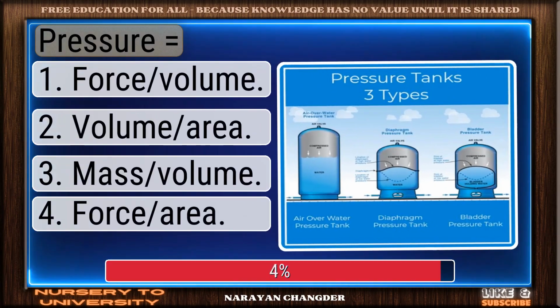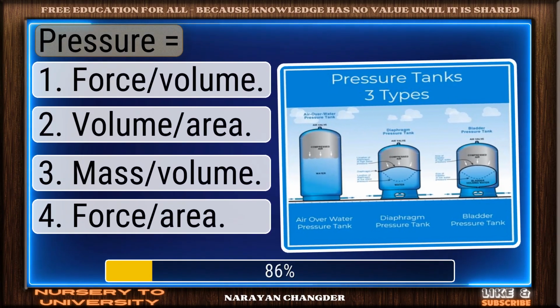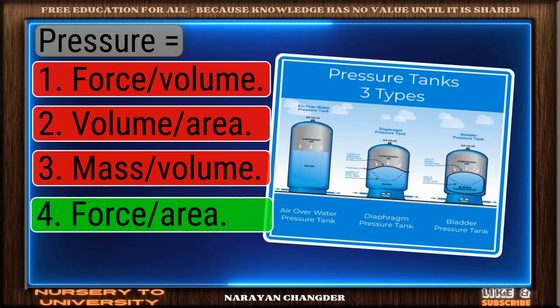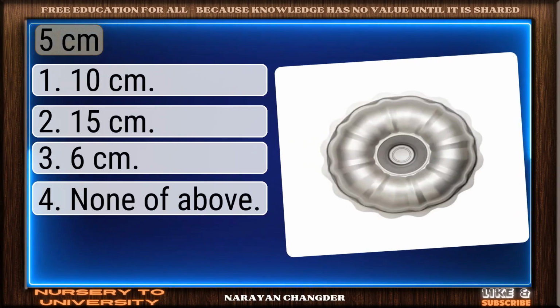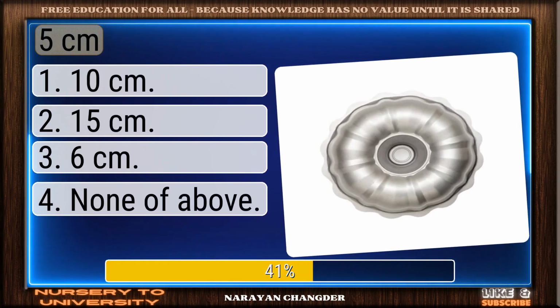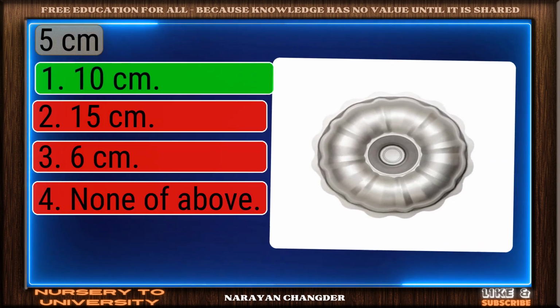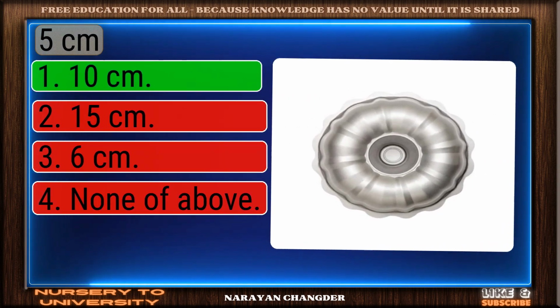Pressure equal to. Excellent choice. Force per area is the right answer. 0.1 m equal to dash cm. Good job. Your answer 10 cm works well here.